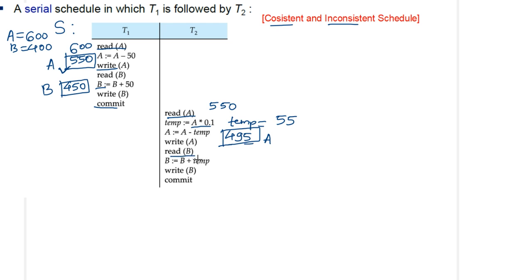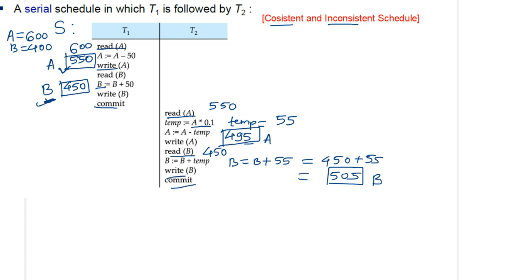Then again it is reading B. B is read, so what is the value of B? 450. This value we have to take from here, B's value, so it is 450. Next is B is equal to B plus temp, where the temporary variable is 55, so B is equal to 450 plus 55, right? So the value of B will be 505. This is the final value of B because of write and commit.